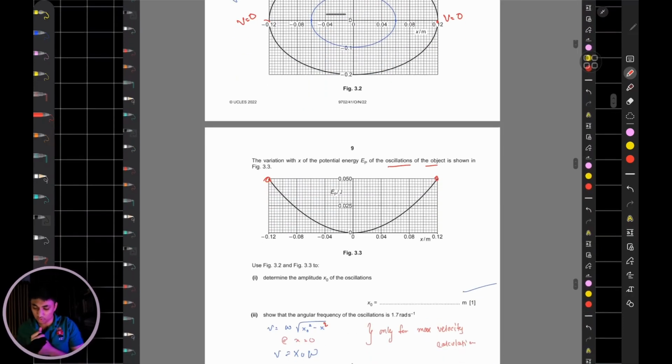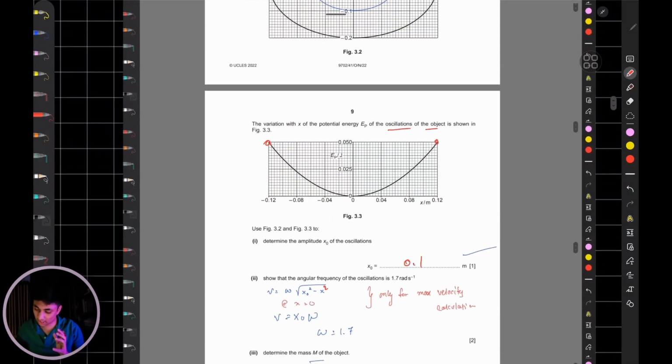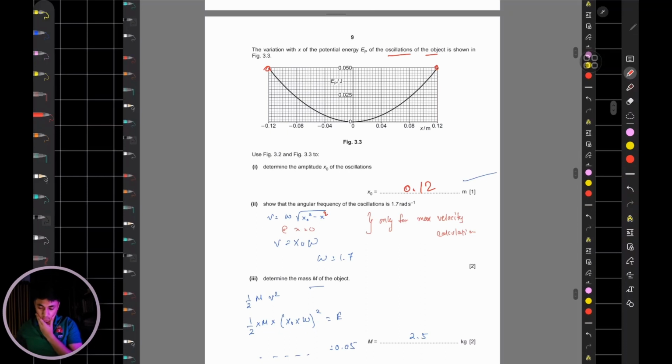Now figure 3.2 and figure 3.3 determine the amplitude. You can determine from over here, maximum displacement is at this position. So 0.12 is your amplitude. 0.12 is your amplitude. Part 2, show that the angular frequency of the oscillation is 1.7 rad per second. So what you can do is basically use this equation.